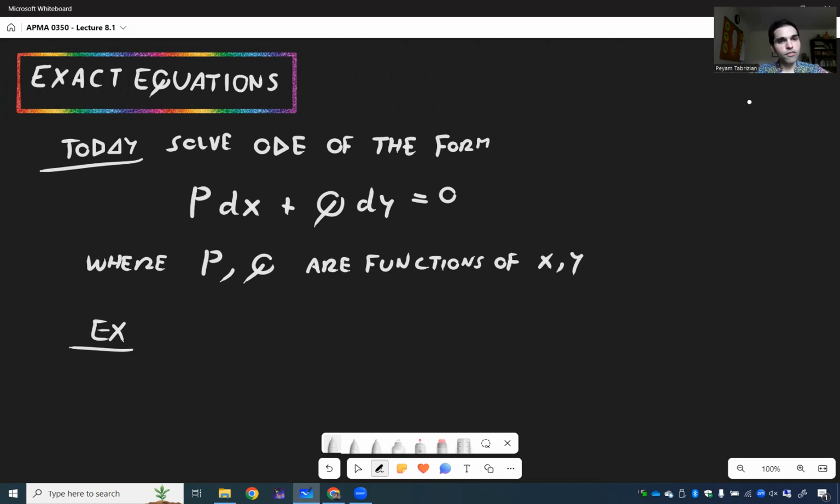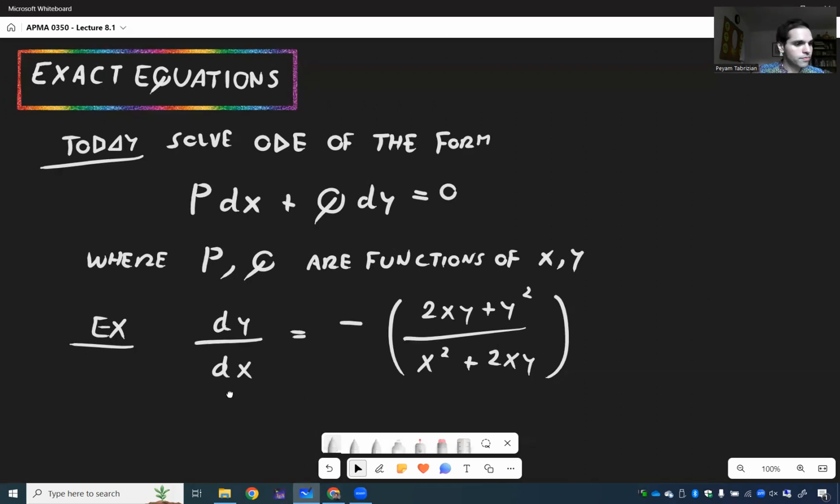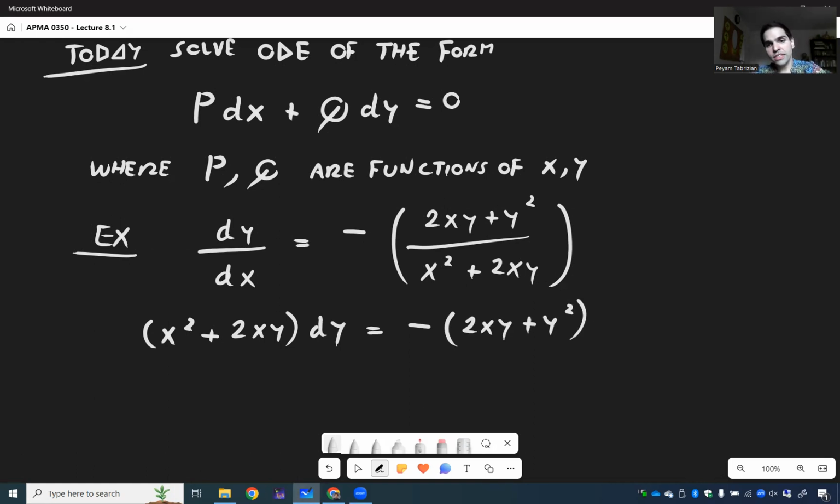For instance, let's do it with the following ODE. Consider not dy over dt, but in this case, dy over dx is minus 2xy plus y squared, over x squared plus 2xy. This will be a model problem, as you'll see. To put it in this form, let's first cross multiply. So you get x squared plus 2xy dy equals minus 2xy plus y squared dx.